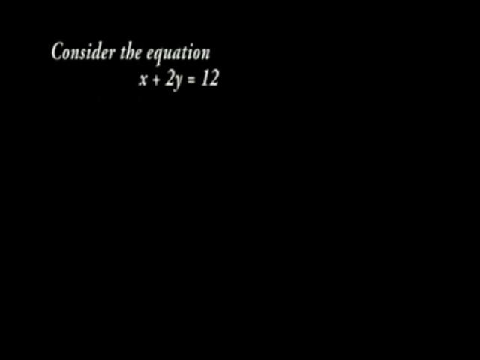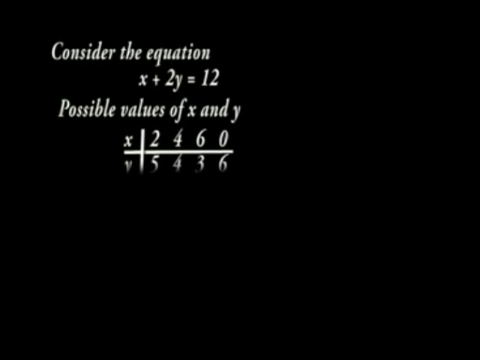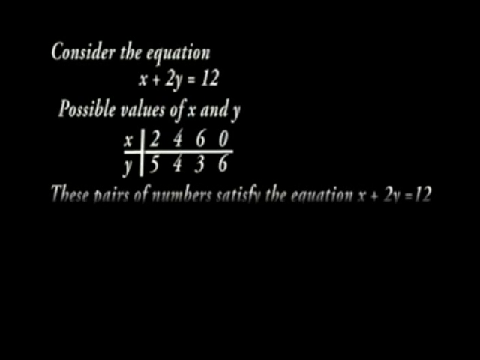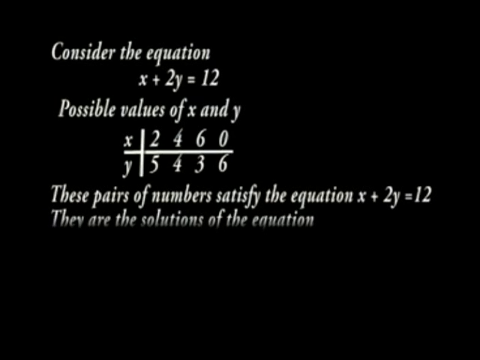Simultaneous linear equations. Consider the equation x plus 2y is 12. The table below shows possible values of x and y. For every value of x, there is a corresponding value of y. We say that these pairs of numbers satisfy the equation x plus 2y equals 12. They are the solutions of the equation.